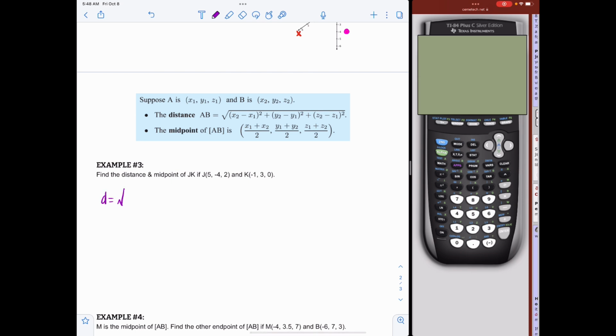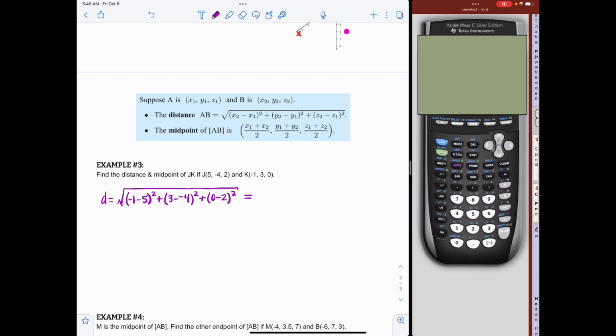So the distance is equal to the difference of your X value. So we're going to do X2 minus X1, and Y2 minus Y1, and Z2 minus Z1. So I'm going to have (-1 subtract 5) squared plus (3 subtract -4) squared plus (0 subtract 2) squared.